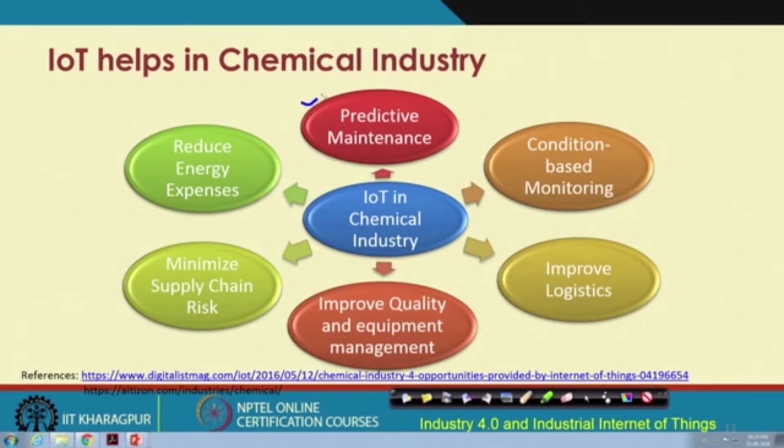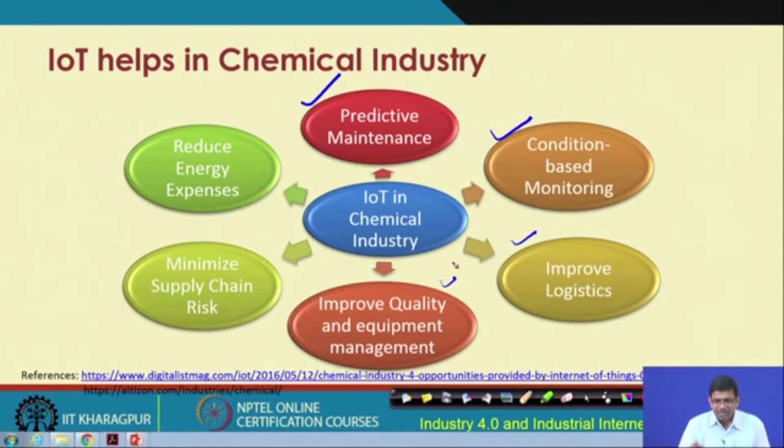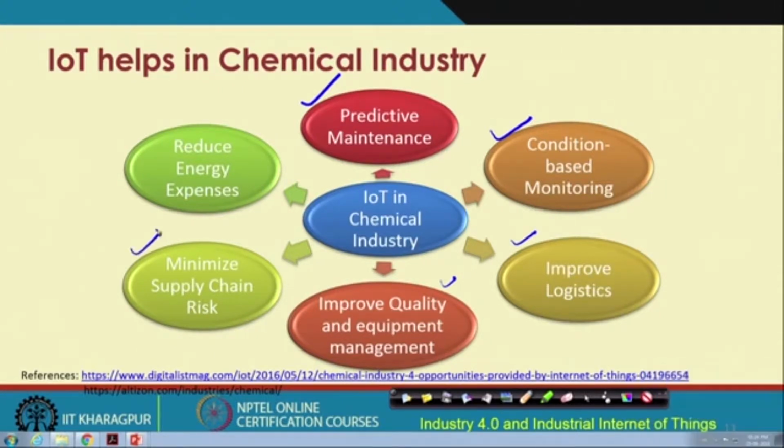We can have predictive maintenance, we can have condition based monitoring of different machinery that are taking part in these industries to carry out different processes, to execute them and so on. Improvement of logistics could also be done, improvement of the quality, improvement of the management of the different equipments in these industries, minimizing the supply chain risk and reduction of energy expenses. These are the different benefits that could be achieved through IoT integration in the chemical industry.